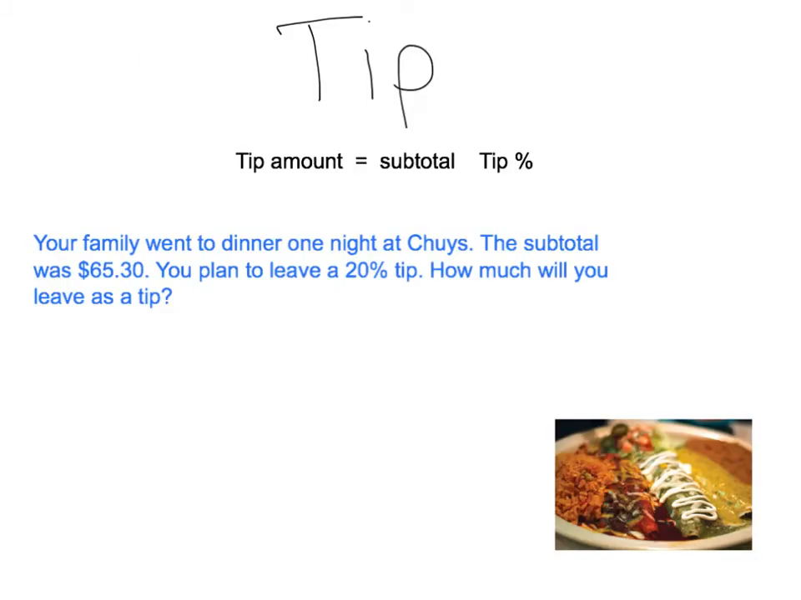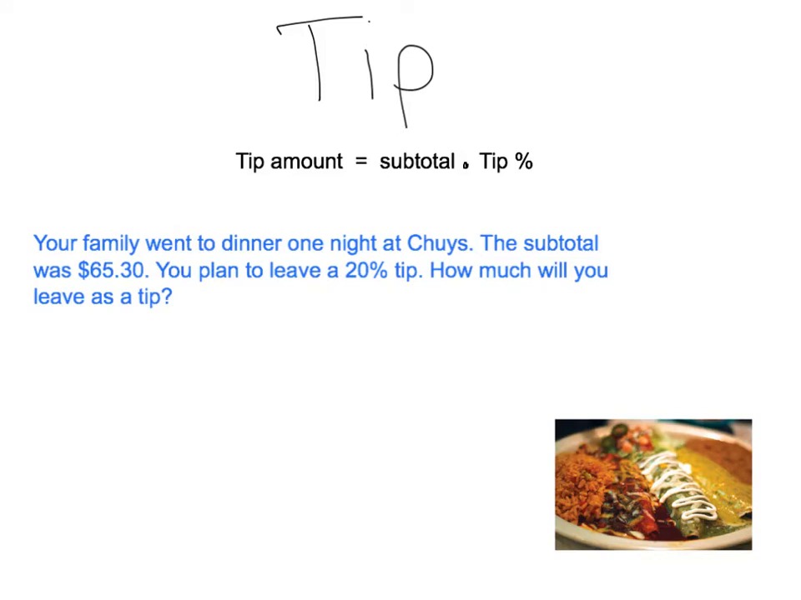All right, so a couple more important things. Tip, okay? I'm sure you're all familiar with tip. Again, the tip amount is the subtotal times the tip percent, generally anywhere from 15 to 25%. So let's say your family went to dinner one night at Chuy's, and the subtotal was $65.30. What is subtotal? Subtotal at Chuy's would mean your food costs, so food and drinks, right? No tax on there yet, no tip on there yet. The subtotal was $65.30. You plan to leave a 20% tip. How much will you leave as a tip?